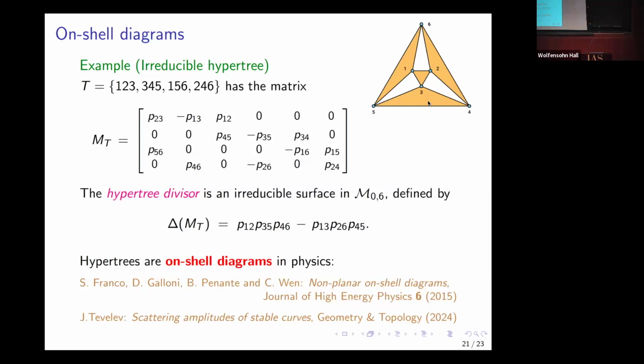Now, interestingly, hypertrees are precisely on-shell diagrams in your community. Non-planar on-shell diagrams, non-planar plabic graphs, are a thing in the literature. Here is one reference on non-planar on-shell diagrams, and they are precisely the same thing as the irreducible hypertrees. I like to point to a very remarkable paper by Evgeny Tevelev called Scattering Amplitudes on Stable Curves, where in the last section he proves this equivalence, but he does many, many other things. So anticipating the 1 minute sign from my chair, I'm going to slowly wrap up.